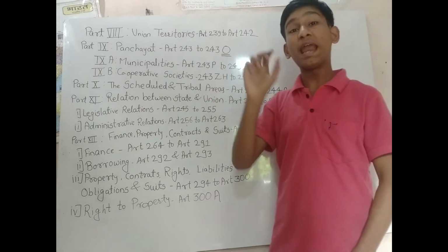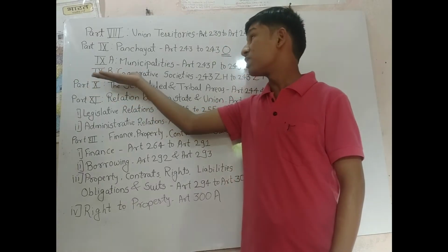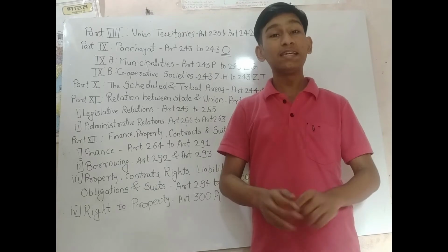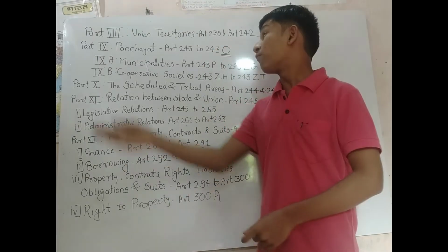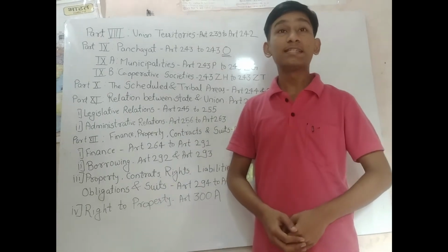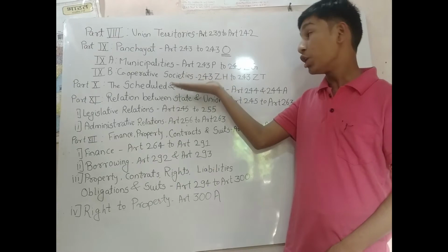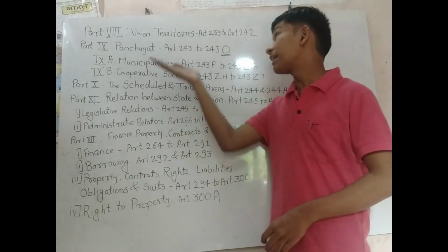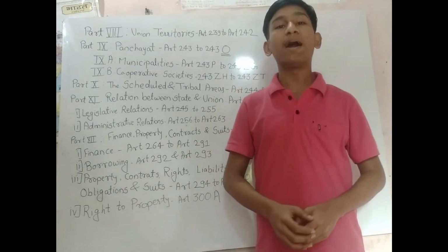And in the 9th part, lastly, it is part 9B, which is cooperative societies. Formation of cooperative societies, their governance and every single thing regarding the formation of cooperative societies is given in this part 9B, lying from Article 243ZH to Article 243ZT. In my point of view, Article 243 is the biggest article, having lots of sub-articles.